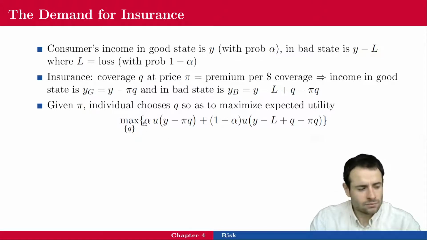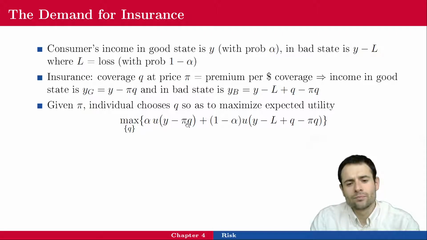With probability alpha, his money will be equal to Y minus pi Q, the good state money. So with probability alpha, his utility will be U of Y minus pi Q. Now, with the other probability, 1 minus alpha, well, bad stuff happens. So the income will be YB, Y minus L plus Q minus pi Q. And the utility will then be U of Y minus L plus Q minus pi Q. And we want to know what Q is going to be. The rest will be given to you. Y will be given to you, the loss will be given to you, the probability of accidents will be given to you, and so on.